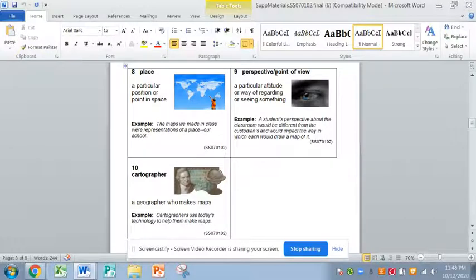Number 9, perspective/point of view, a particular attitude or way of regarding something or seeing something. Example, a student's perspective about the classroom would be different from the custodian's and would impact the way in which each would draw a map of it. Same as if you live in the same community or neighborhood as one of your classmates, depending on where you live, all of your perspectives would be different and you would draw it from different angles and points of view. And number 10 is a cartographer, which we learned last lesson is someone who makes maps. Cartographers use technology to help them make maps, whereas before they were hand-drawn.